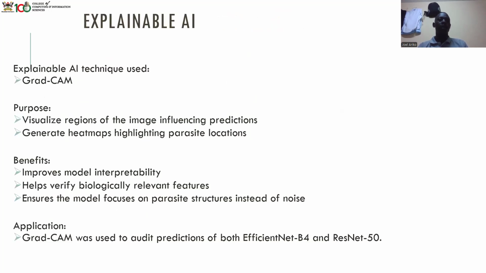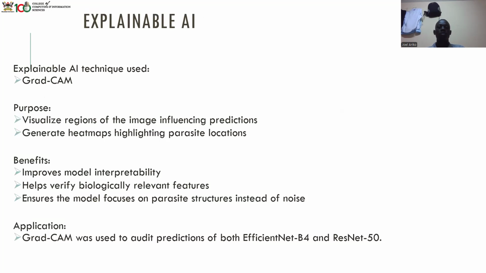Then the explainable AI. The explainable AI technique I used was Grad-CAM. Its purpose is to visualize regions of the image influencing predictions, then to generate heat maps highlighting the parasitic location. Unfortunately, I didn't visualize it, but I think I have to, because of the benefits it gives us: it improves the model interpretability. Then it also helps to verify biologically relevant features.